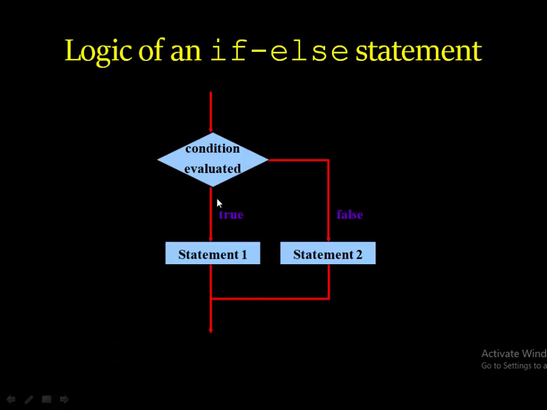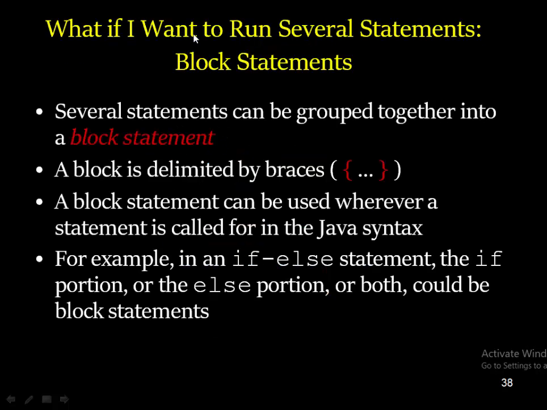So this is a flow chart for an if else statement, and this is a condition, that is boolean; this must be a boolean expression. If the condition is true, statement 1 will be executed. If the condition is false, statement 2 will be executed. As I told you, if you want to execute a block of statements, that block of statements must be delimited by opening and closing braces.